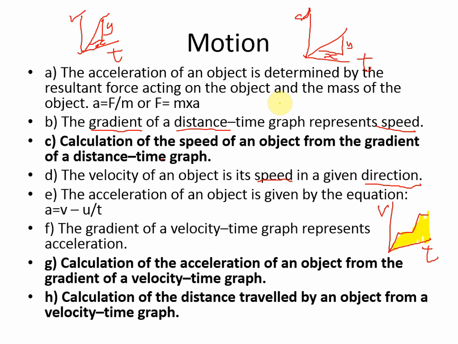Now remember, the different shapes of velocity and distance time graphs tell you different things. If you've got a steeper gradient on a velocity time graph, it means it's accelerating faster. If you've got a horizontal line, that means it's going at the same speed. On a distance time graph, if you've got a steeper gradient, that means it's going faster. If you've got a horizontal line, that means it's stationary.